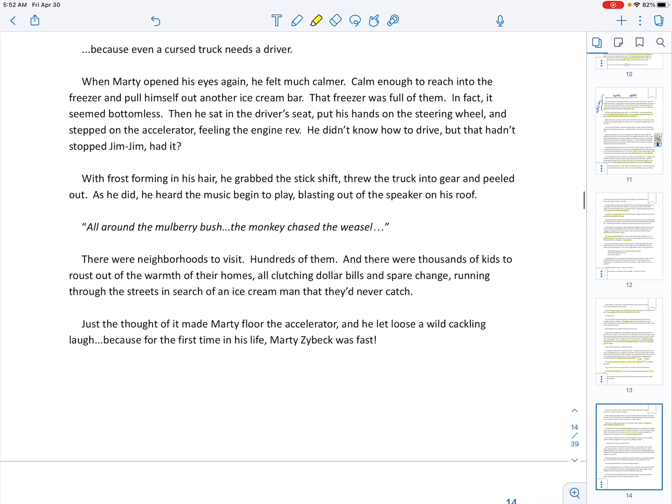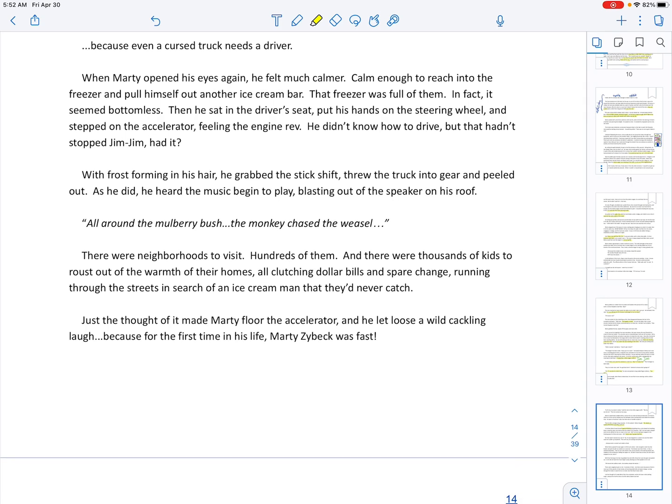There were neighborhoods to visit, hundreds of them. And there were thousands of kids to roust out of the warmth of their homes, all clutching dollar bills and spare change, running through the streets in search of an ice cream man that they'd never catch. Just the thought of it made Marty floor the accelerator, and he let loose a wild, cackling laugh. Because for the first time in his life, Marty Zybeck was fast.